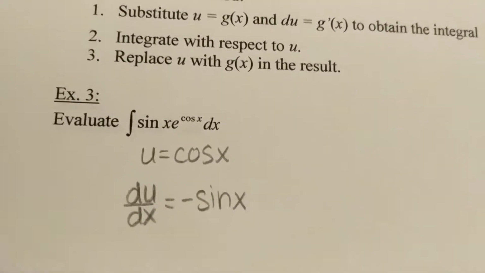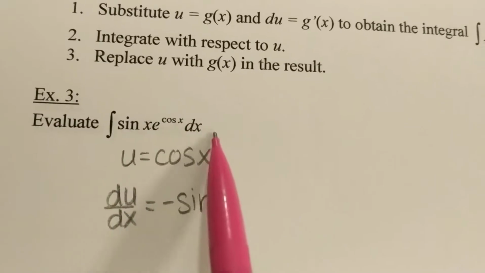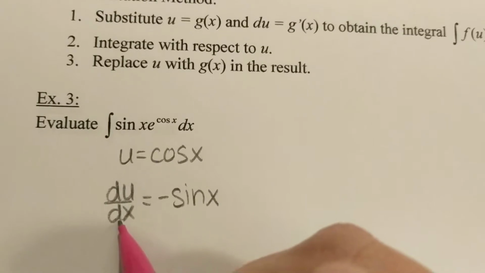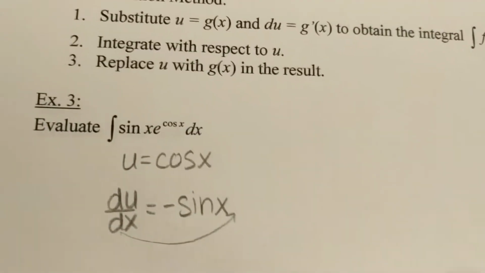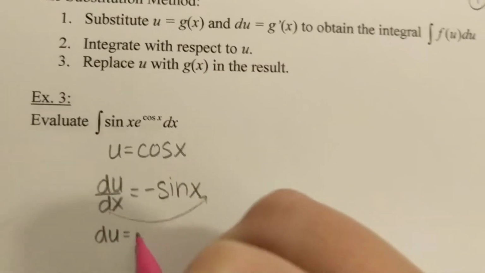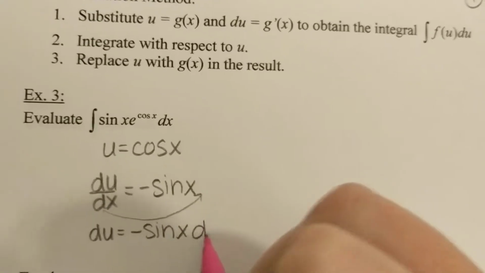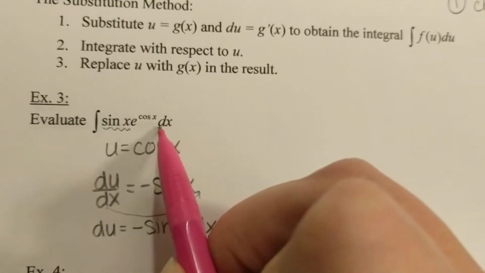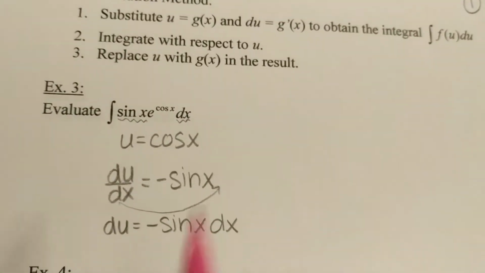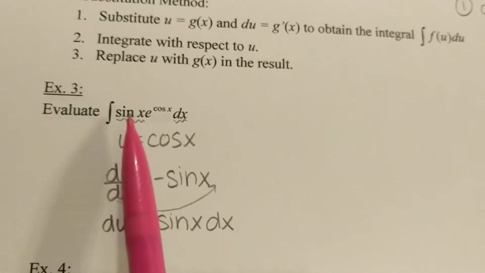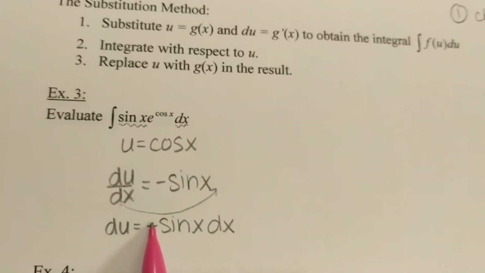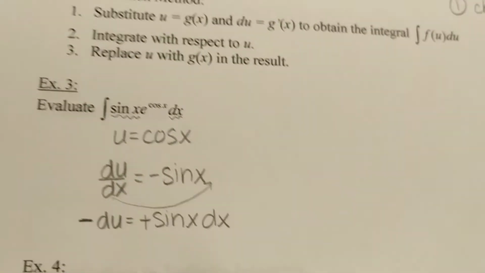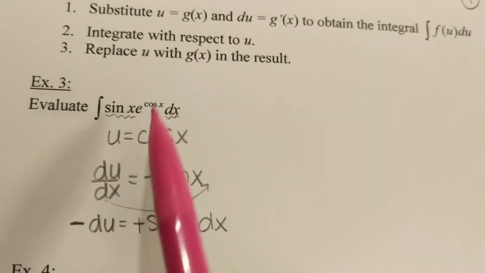Now, what I want you to see is our goal here is to replace anything that has an x in it with something that has a u in it. Now, we've done this a few times. I'm going to move this dx over. So I've got du equals negative sine of x dx. So look right here, sine of x dx. We almost have a complete match. Sine of x dx, sine of x dx. I'm going to move the negative 1 over. I'm going to divide by negative 1. And now I have a complete replacement.